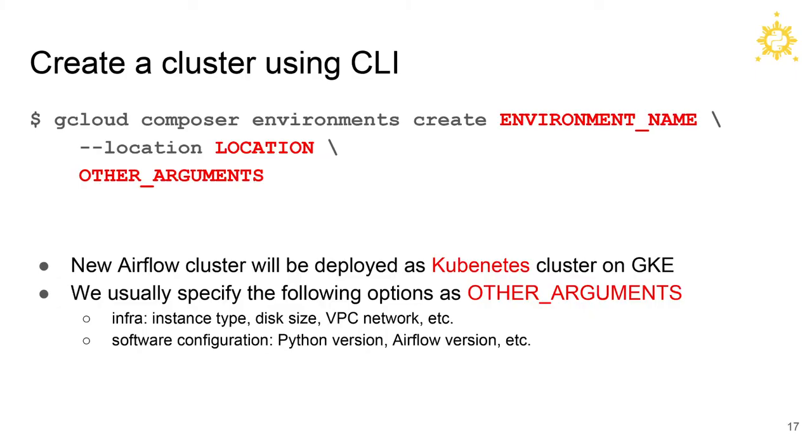Then using Google Composer, you can focus on the business logic. You don't have to manage the cluster itself. Using Cloud Composer, you can create a cluster using a CLI like this one: gcloud composer environments create, your cluster name. Location is like Asia, EU, US. There are some other arguments, like instance type, disk size, VPC network, Python version, Airflow version, something like this. Then you run this command, and in half an hour, your cluster is ready to use.